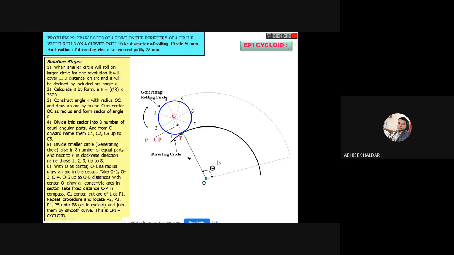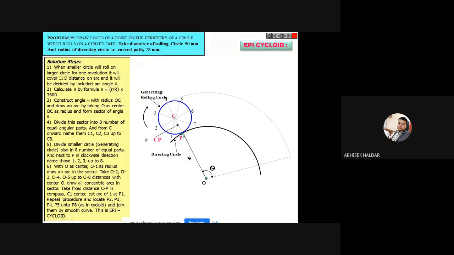If you recapitulate, there is a difference between cycloid and epicycloid. In the cycloid, when my rolling circle rolled for one full revolution on a straight path, it covered a length of pi d. That means for one full revolution, if it rolls on a straight line, that is pi d. But here it is not a straight line, it is a curved path. That means it will travel some angle.